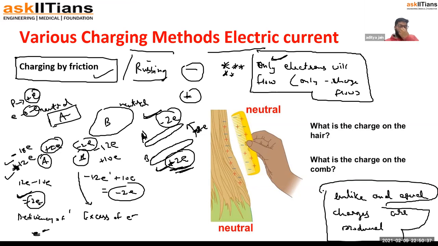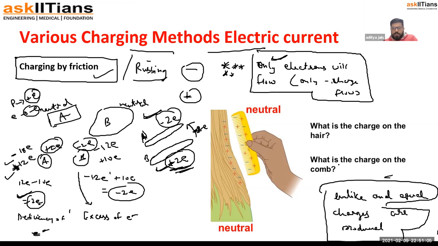The body to which charges are transferred, that means electrons are transferred, will get a negative charge, or an excess of electrons. And the body from which the transfer of electrons takes place has a positive charge, or a deficiency of electrons. So I think friction or rubbing is clear: equal and unlike charges are produced in the process of friction or rubbing. One body will get positively charged and one body will get negatively charged, but in equal amount.